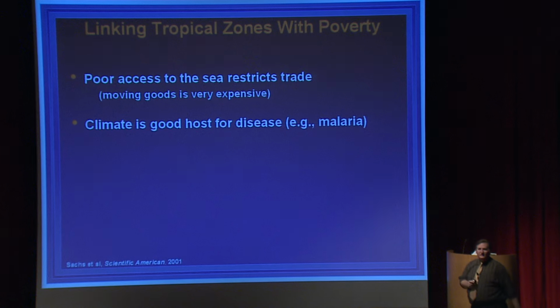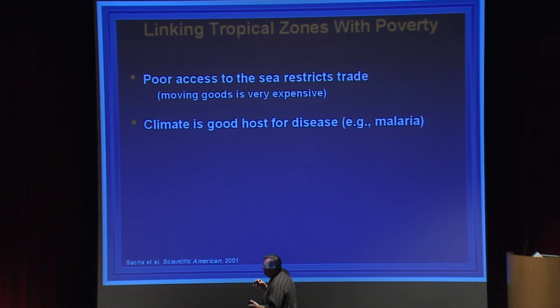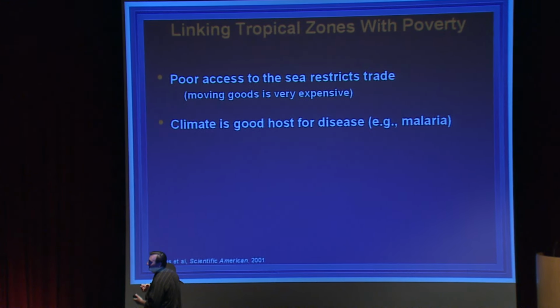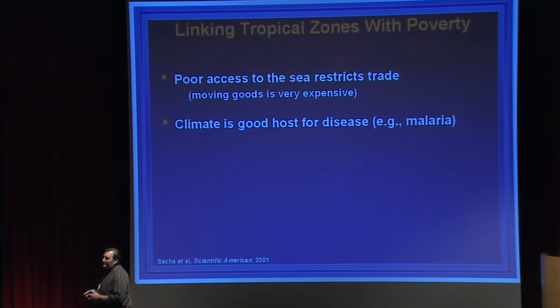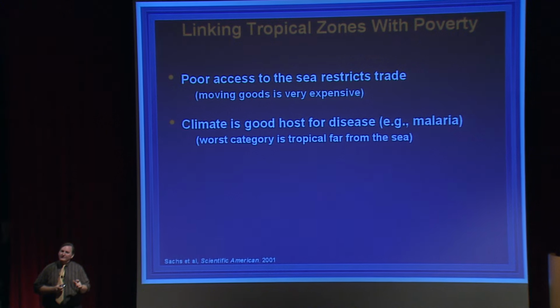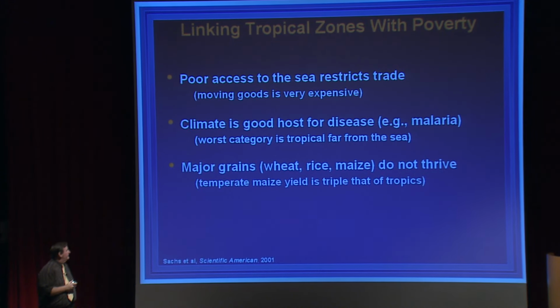So that becomes an issue. The climate is bad for growing food, but good for fostering certain diseases in particular. So the climate becomes a good host, a good environment. It becomes rich in opportunity for disease-bearing organisms to thrive, but a hard place for food to grow, and that becomes a problem. And so the worst category is a tropical area far from the sea.